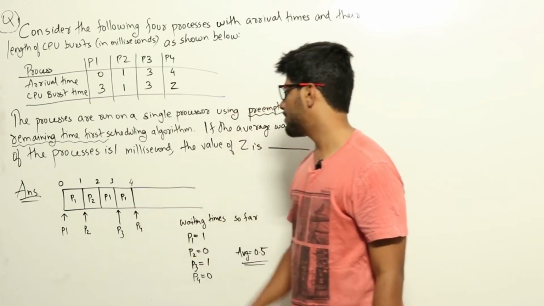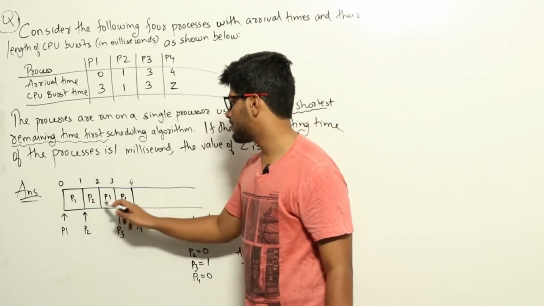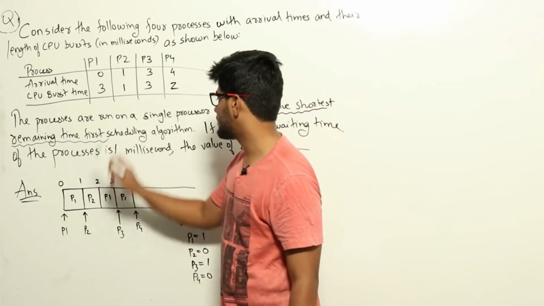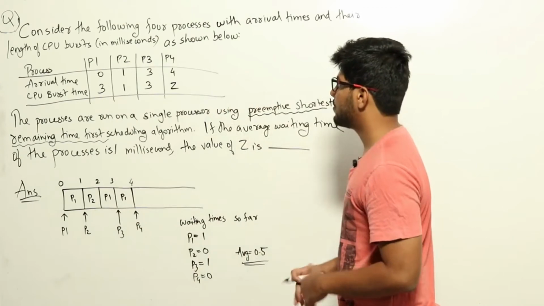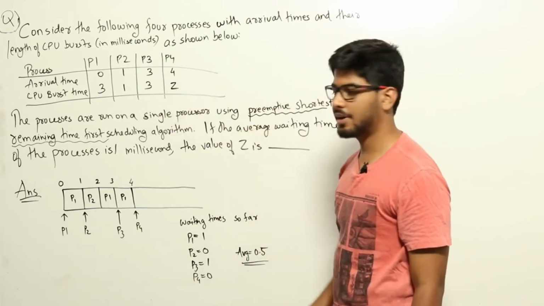At this point P4 arrives. At this point P1 would have finished executing because P1 ran for 3 milliseconds. P2 also finished executing because P2 only had 1 millisecond. Now only P3 and P4 are remaining. P3 has 3 milliseconds remaining, P4 has Z milliseconds remaining.